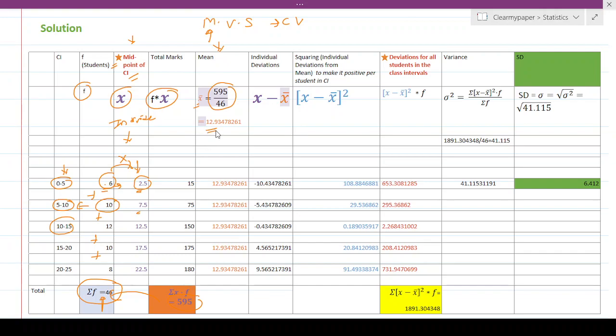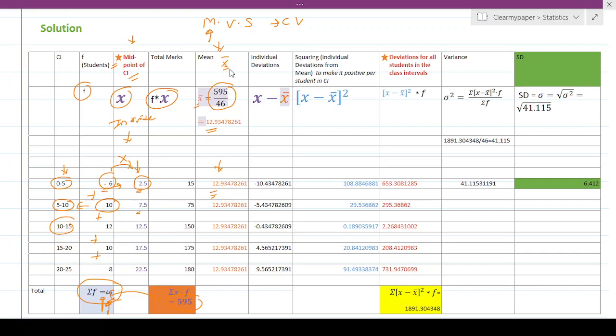What it implies is, for all the class of 46 put together, I'm not really worried about who got how many marks, but my calculation says that on an average, we can assume that every single one of these 46 students has scored 12.93 marks. That's what it implies, and that's what is called the average, or arithmetic mean, or X bar.